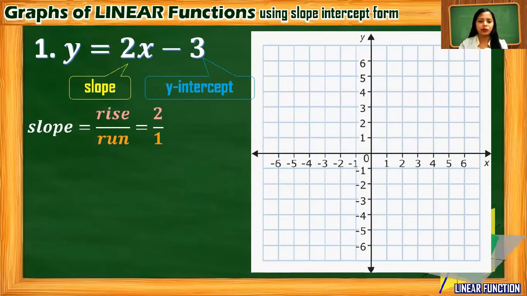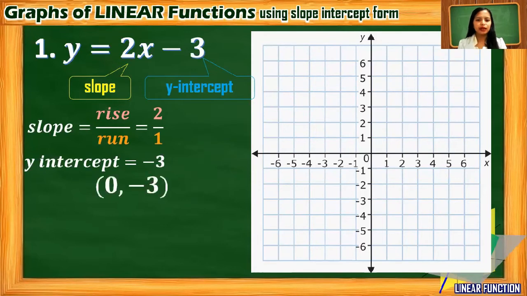Now, where are we going to get the first point to be plotted? That would be from the y-intercept. And from this function, our y-intercept is negative 3. Hence, it will be at point (0, -3). If you already forgot what the y-intercept is, that is only the value of our y when we substitute 0 for our x.